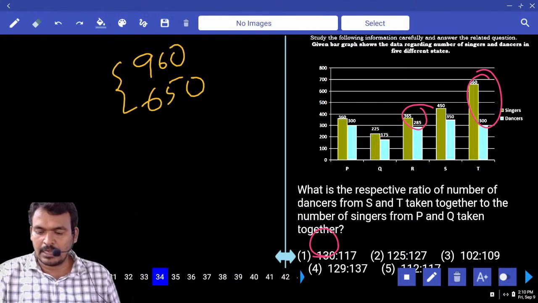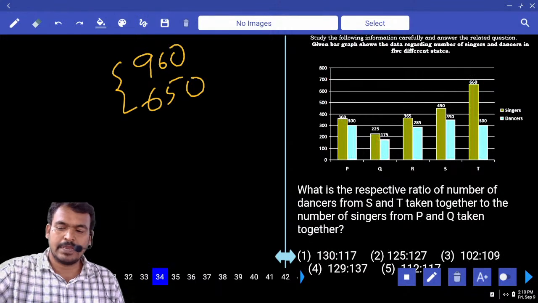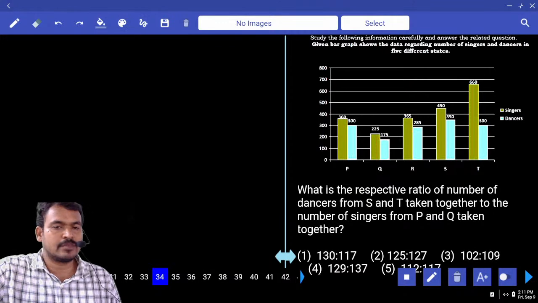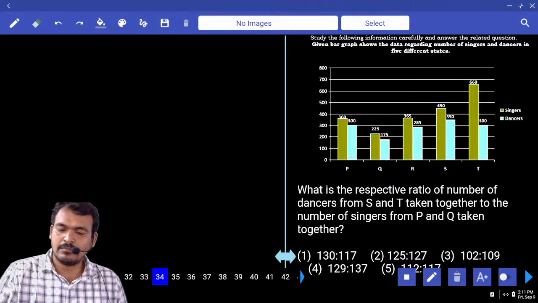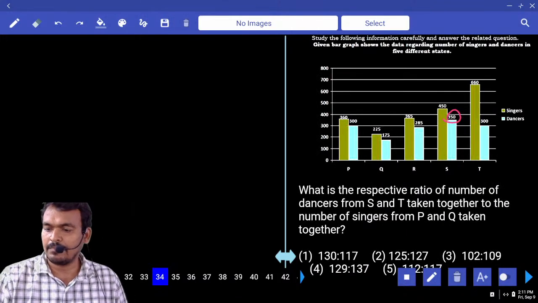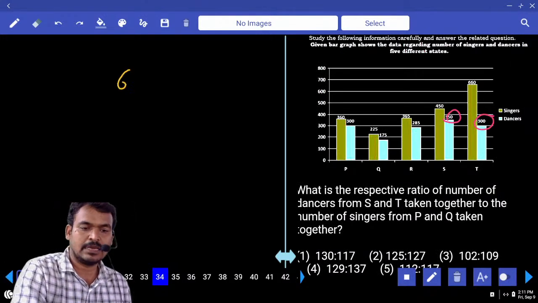Question number 34. What is the respective ratio of the number of dancers from states S and T taken together to the number of singers from P and Q taken together? S and T, which one? Dancers. What is the S dancers value? 350. T dancers value, 300. Total it is 650.